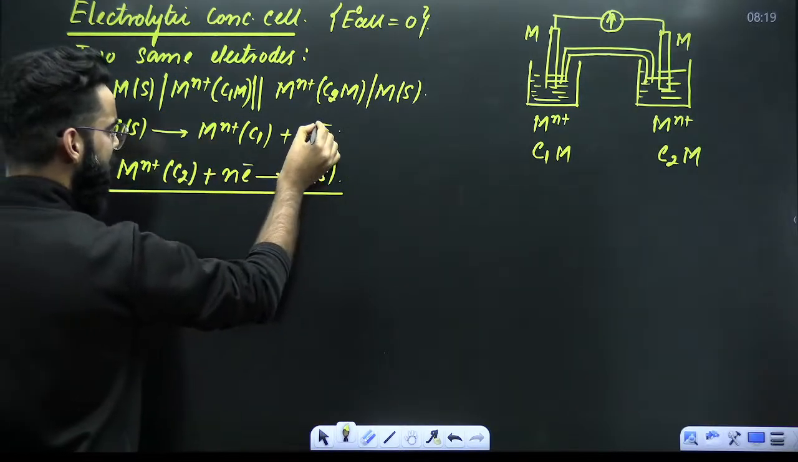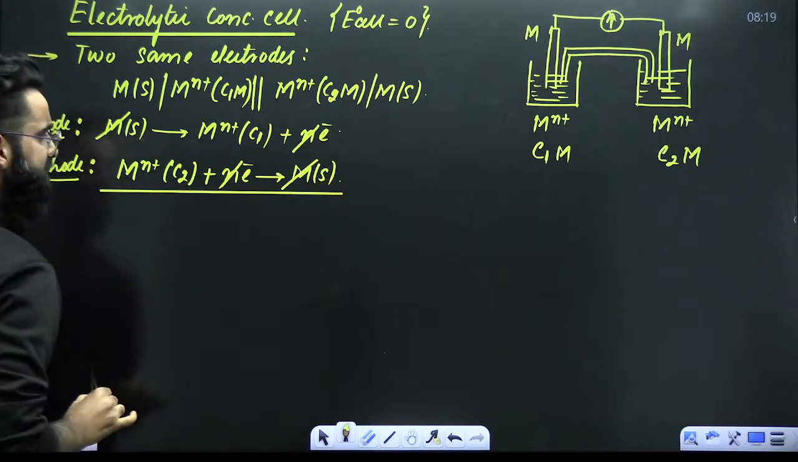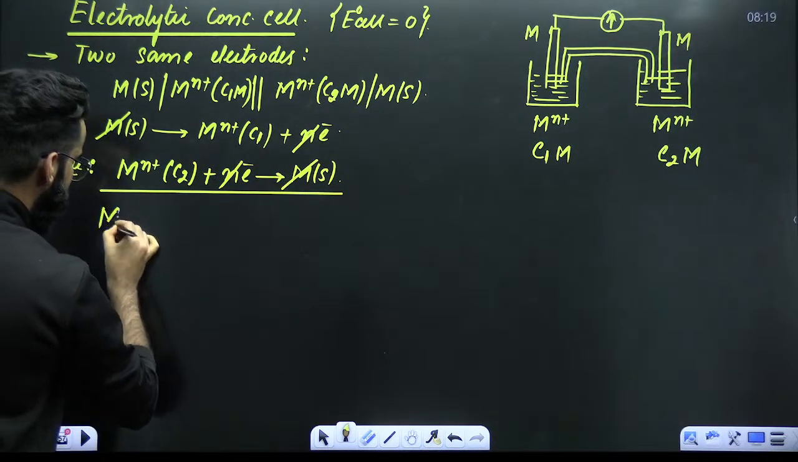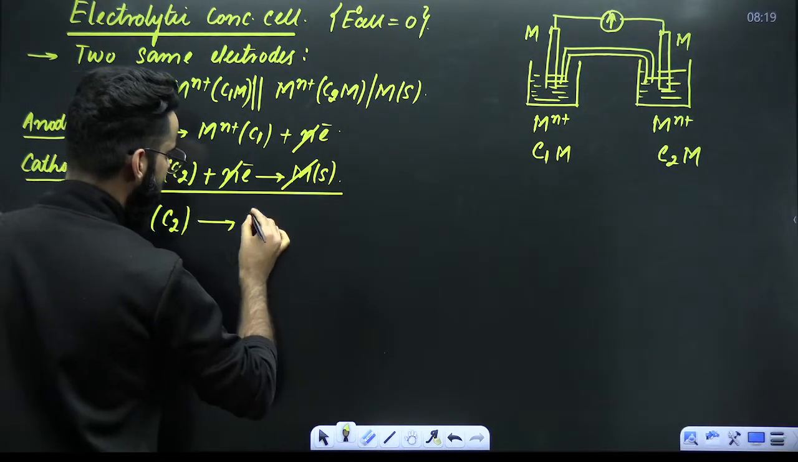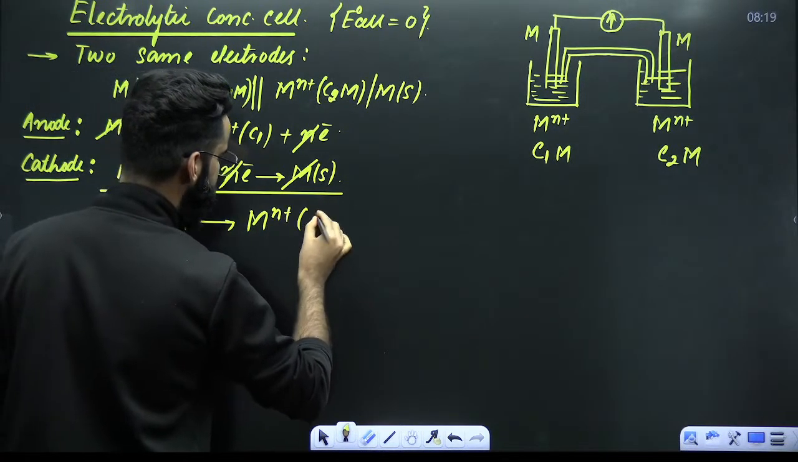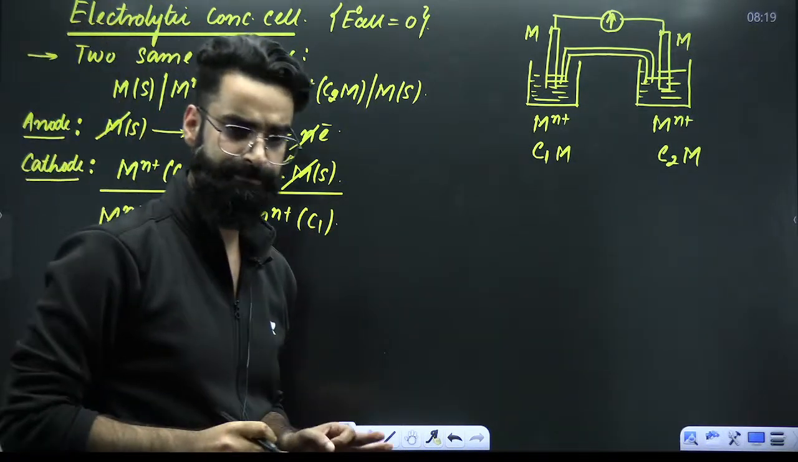When you add them up, the n electrons will get cancelled out. The M solid will also get cancelled out. So what will be my net reaction? My net reaction here is Mn+ with concentration C2 getting converted into Mn+ with concentration C1. So this has to be my net cell reaction.